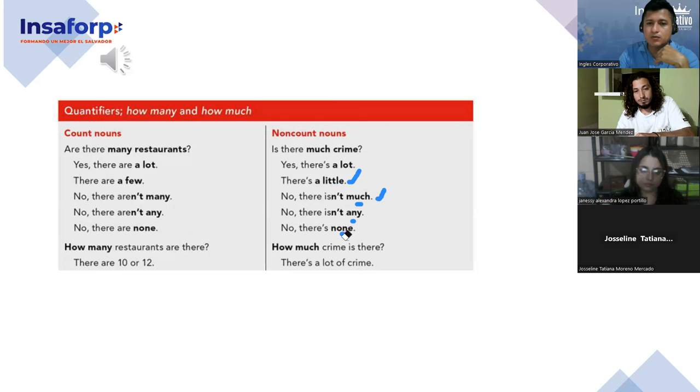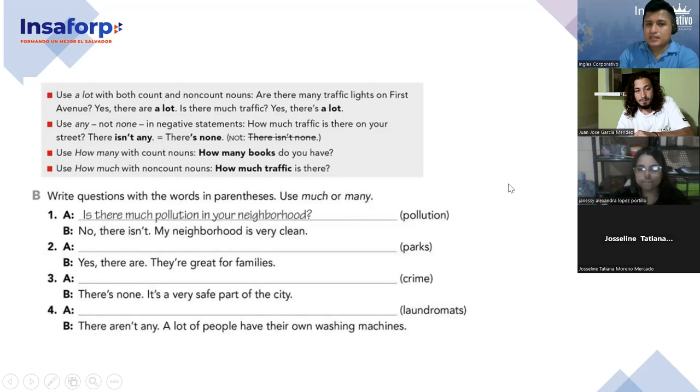Also yesterday we were working with this one. So you remember? Yesterday we were working with this one a little bit. Page. And here we're going to have this exercise, okay? Where we're going to make up some questions. Write questions with words in parentheses. In parentheses, we have some vocabulary, right? Pollution, parks, crime, laundromats. Okay, so we're going to make questions using how much and how many. Like in the example, if you notice, is there much pollution in your neighborhood? No, there isn't. My neighborhood is very clean.